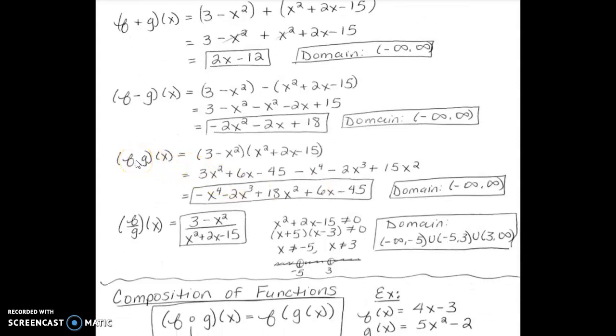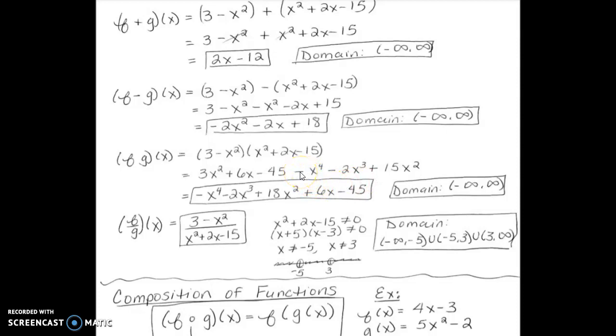Fg, meaning multiplication, f times g of x. Let's take f of x and multiply it by g of x. So here we're just distributing. 3 times x squared is 3x squared. 3 times 2x is 6x. 3 times negative 15, negative 45. Negative x squared times x squared, negative x to the fourth. Negative x squared times positive 2x is minus 2x to the third. And then negative x squared times negative 15 is plus 15x squared.